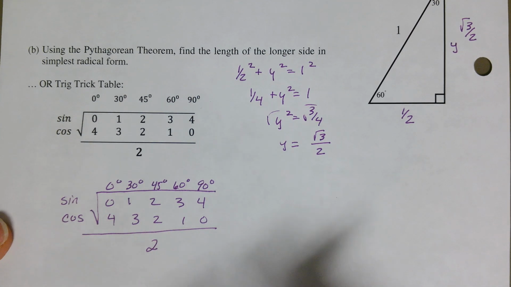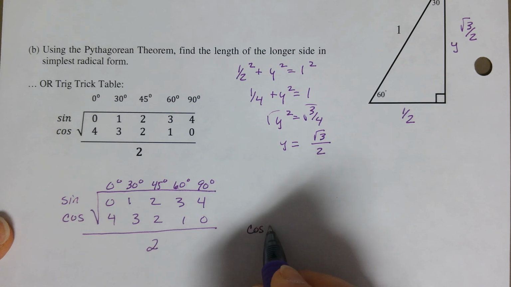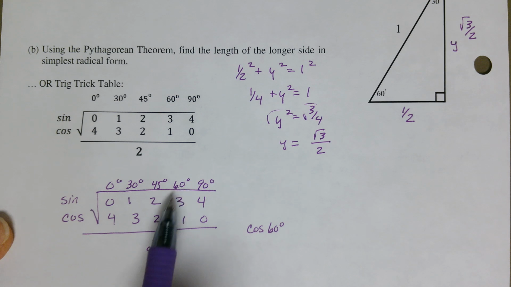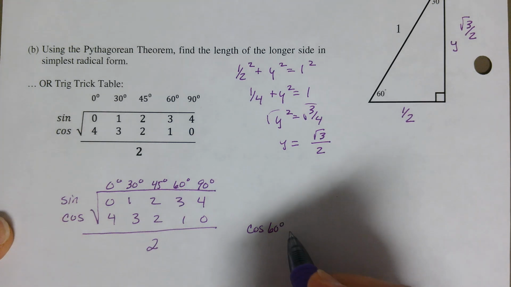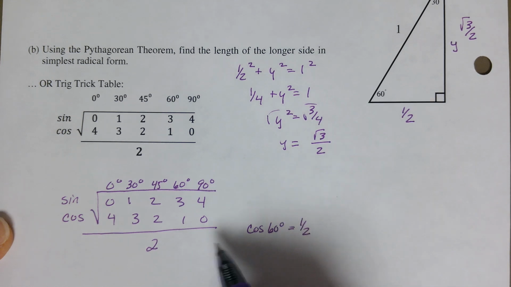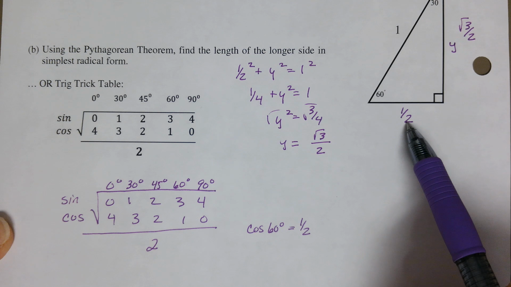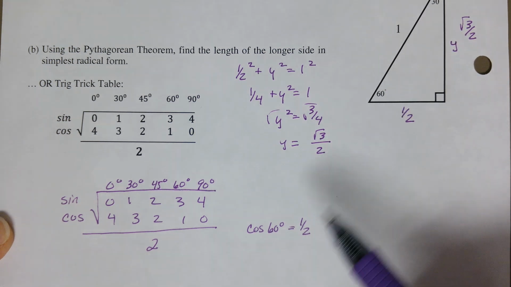So if we're asked for the cosine of 60 degrees, we go cosine of 60 degrees. Cosine would be this 1 over 2. Would equal 1 over 2. That's what cosine of 60 equals. Adjacent over hypotenuse, 1/2 over 1 is 1/2.